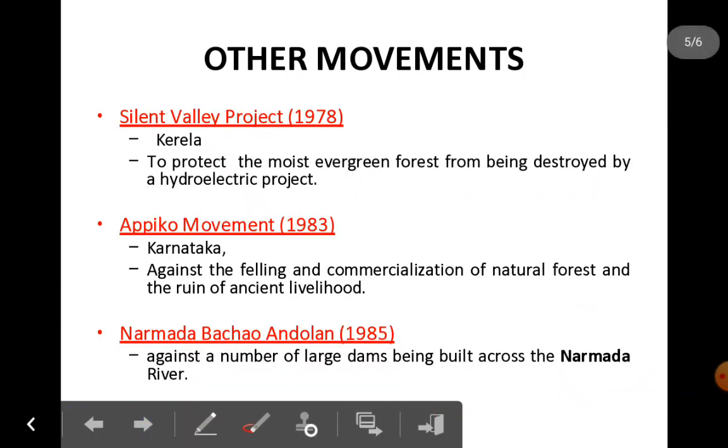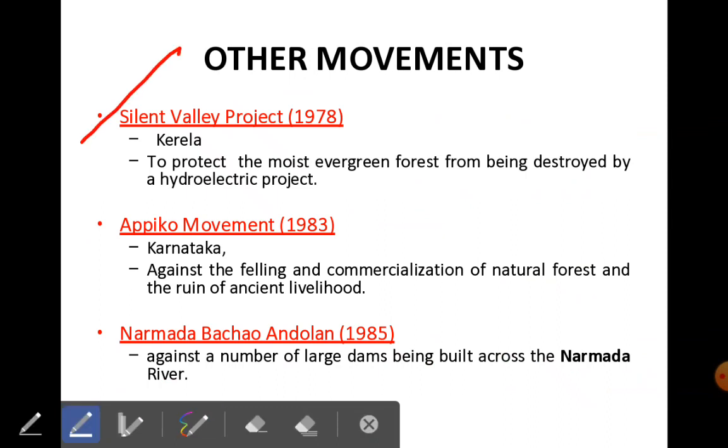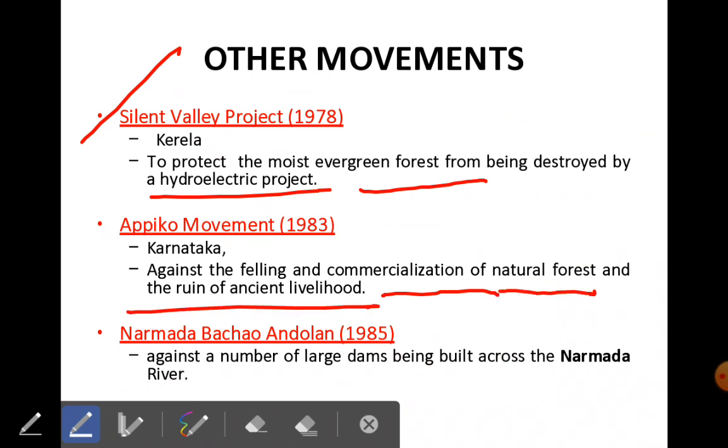There are some other movements too. One is the Silent Valley Project, in 1978. It happened in Kerala, to protect the moist evergreen forest from being destroyed by a hydroelectric project. Another movement is the CHIPKO movement of 1983, which happened in Karnataka. It was against the felling and commercialization of natural forest and the ruin of ancient livelihood. The next movement is the Narmada Bachao Andolan, in 1985. It was against a number of large dams being built across the Narmada River. These are some other movements. Three movements are here, two we've discussed, and one is the introduction.